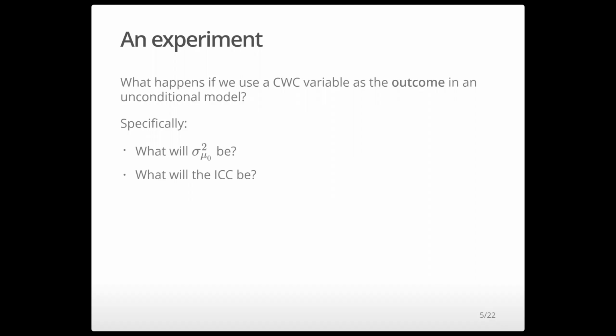So to think about what the difference between these two techniques is, let's try an experiment and let's try to anticipate what the result of this experiment is going to be. If we use a centered within cluster variable as an outcome in an unconditional model, what do we think the results are going to look like? Specifically, what's the variance of the intercepts going to be? And what's the interclass correlation going to be?